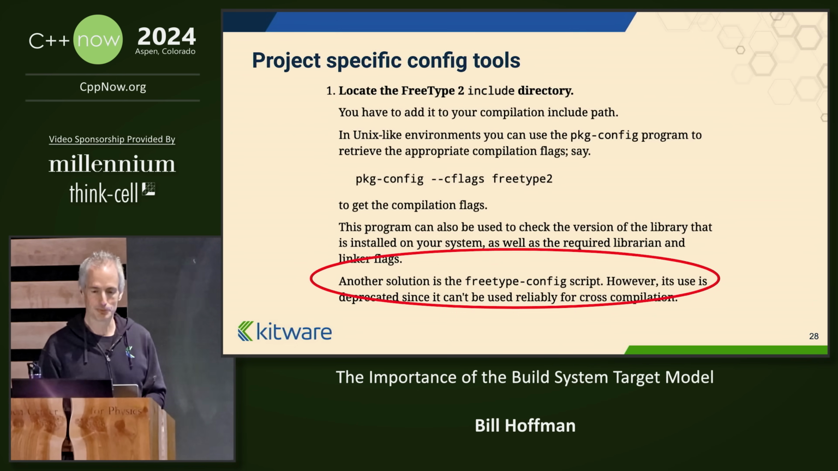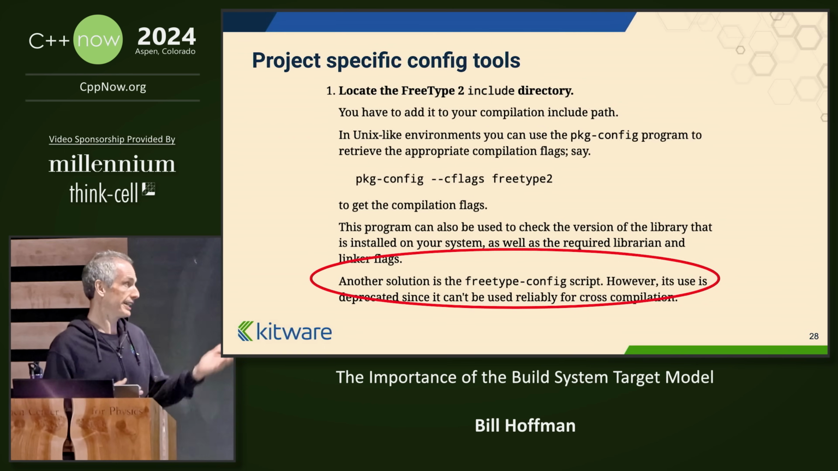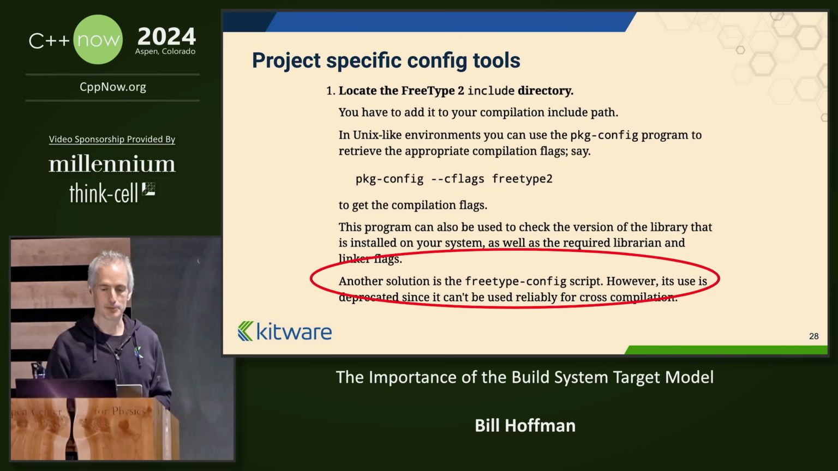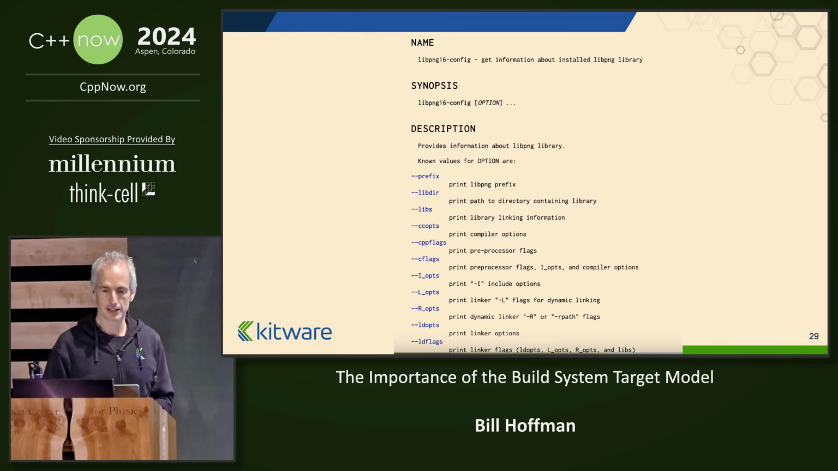Here's an example where FreeType, now they use pkg-config, but they originally had a solution called FreeType-config. It was deprecated because it couldn't be used reliably with cross-compiling. It's another issue that comes up with this. But they really wanted that communication, so they use pkg-config now.